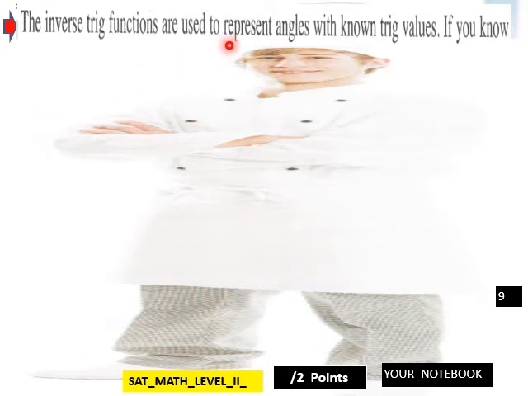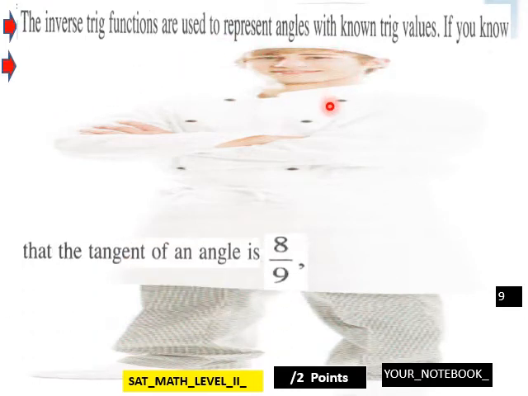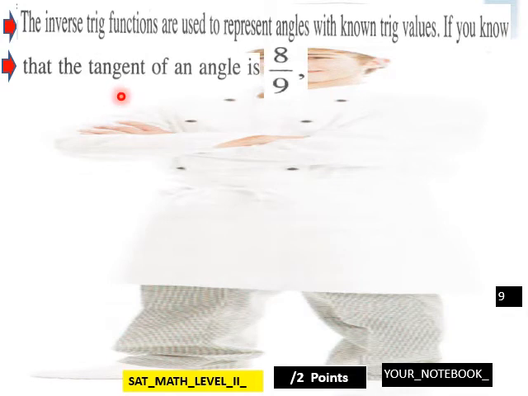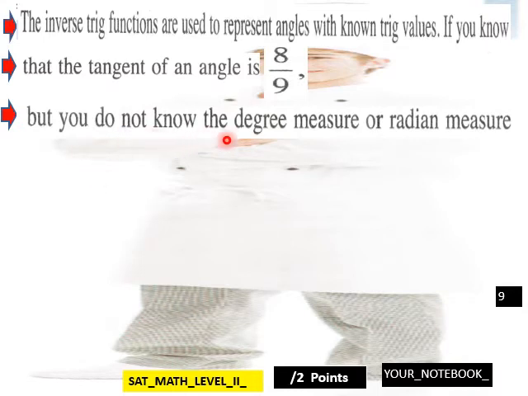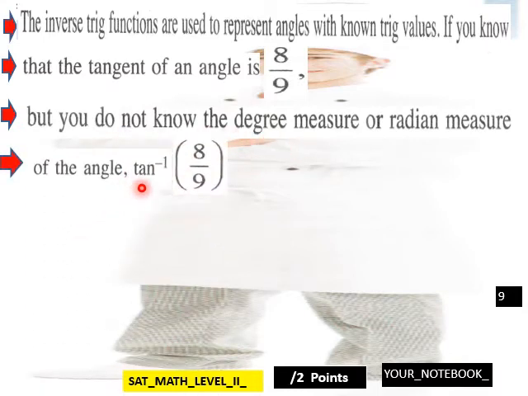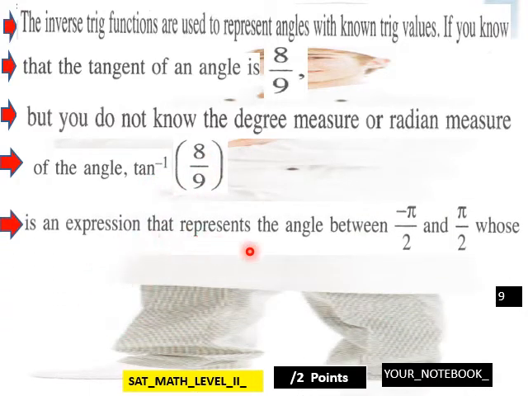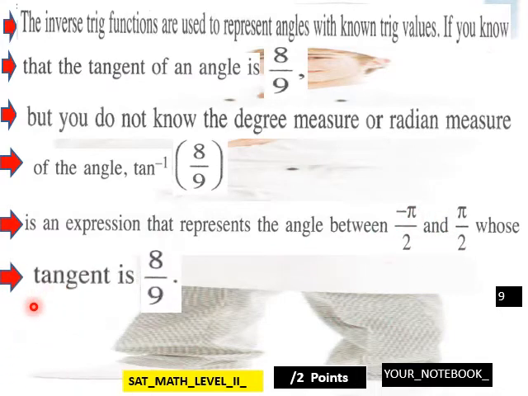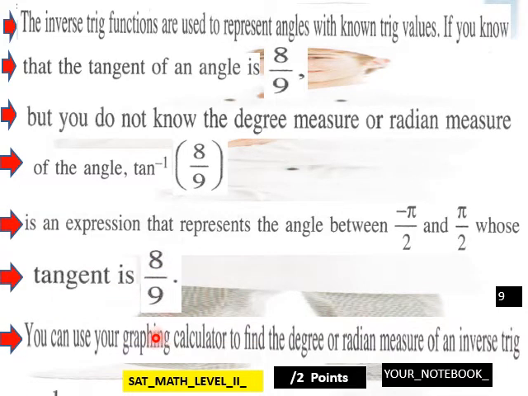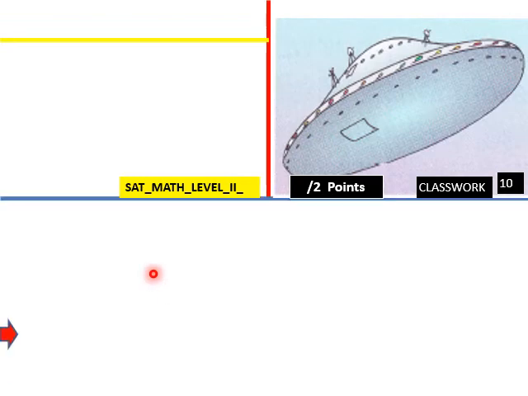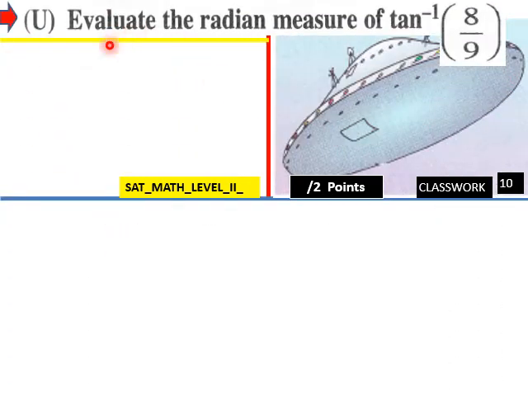The inverse trig functions are used to represent angles with known trig values. If you know that the tangent of an angle is 8/9, but you do not know the degree measure or radian measure of the angle, the inverse tan of 8/9 is an expression that represents the angle between -pi/2 and pi/2 whose tangent is 8/9. You can use your graphing calculator to find the degree or radian measure of an inverse trig. So again, if you need to brush up on trig, get my trig packets.